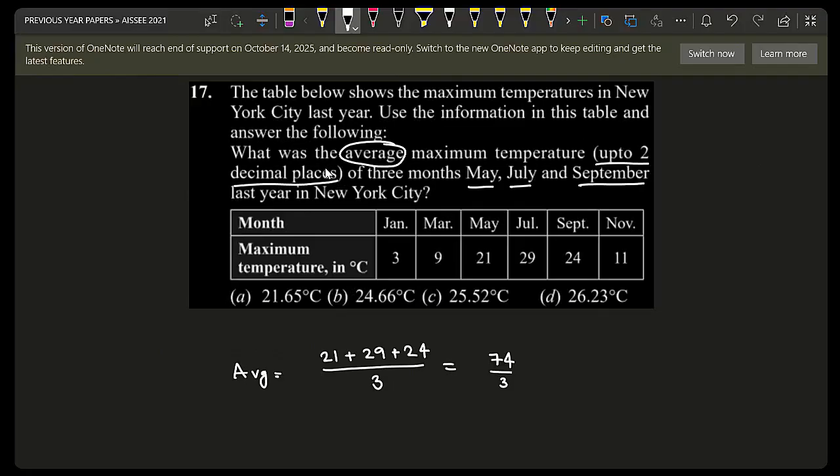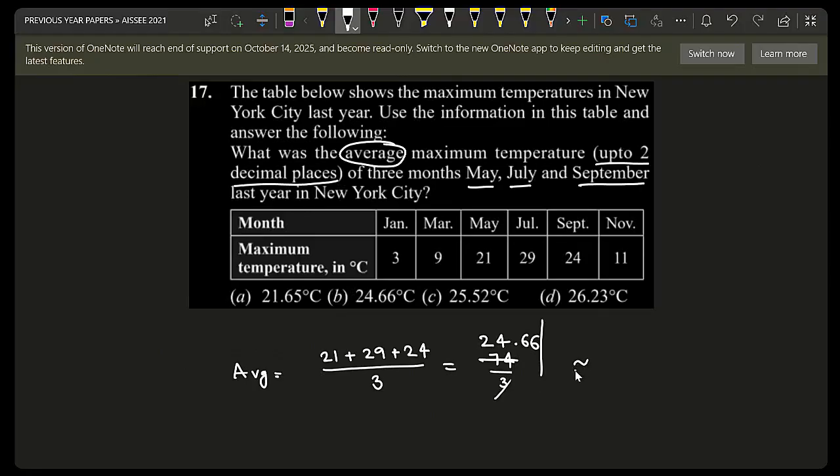First let us do the division. 3 twos are 6. 1 is remaining, 14. 3 fours are 12. 2 is remaining. If you use the decimal point, 2 becomes 20. 3 sixes are 18. Again 2 is remaining, it becomes 20. 3 sixes are 18. So they're asking up to 2 decimal places. So we can stop it here. The 6 will continue to repeat, but they're asking up to 2 decimal places only.